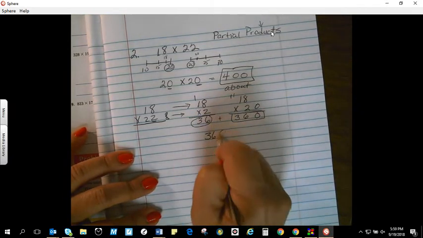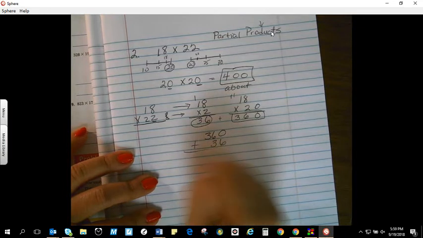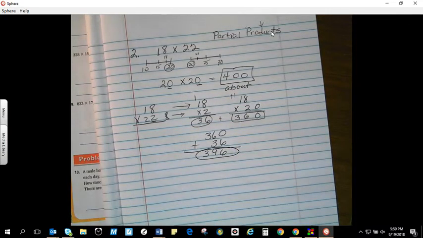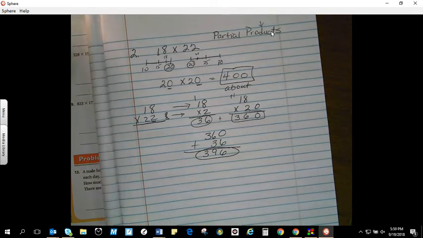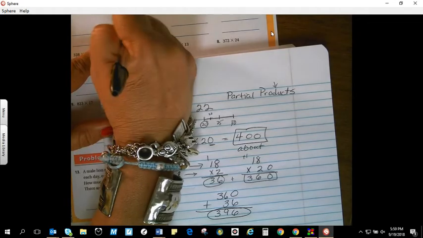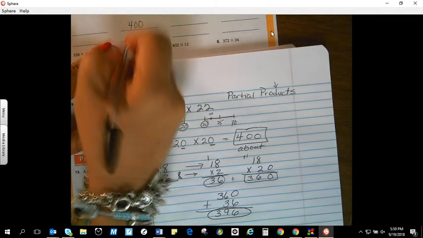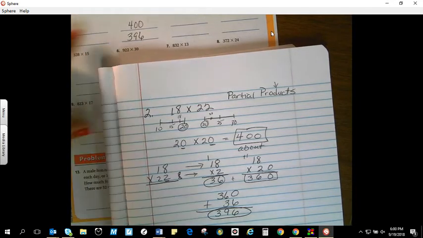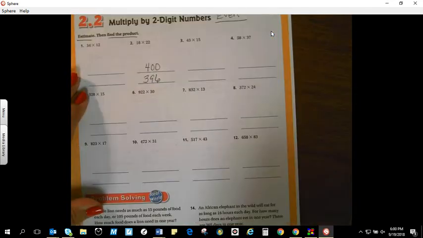So 360 plus 36 is 6, 6 plus 3 is 9, and 3 plus nothing is 3. So my answer is 396. On my answer over here, the top one will be my estimated one, and that is 400, and my actual is going to be 396. And that's what we will do for number 2.